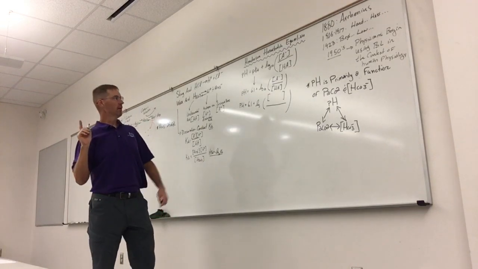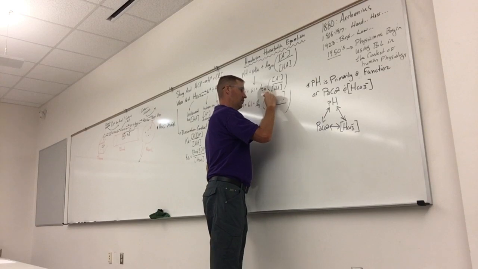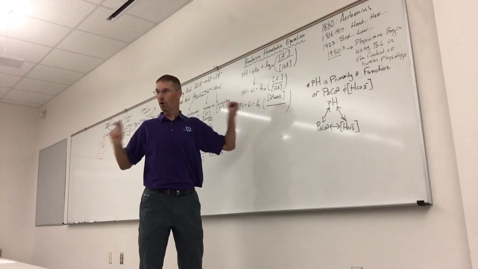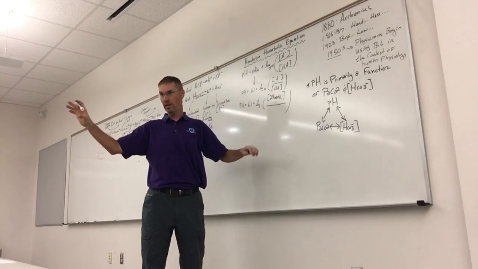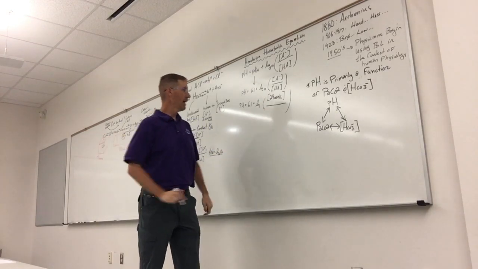So what I'm going to do is stick 24 in here. 24 milliequivalents per liter. And that is the normal bicarbonate value in the human body. Are you guys good with that? Yes? All right. So let's move down to this HA now.